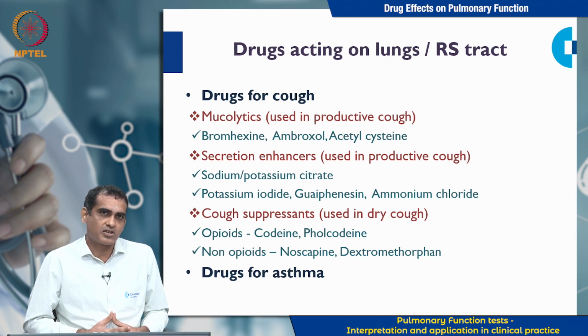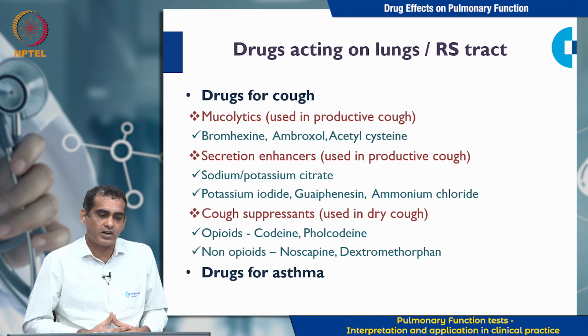We also have drugs called secretion enhancers. We use them in productive cough as well. The drugs are sodium or potassium citrate, potassium iodide, guaifenesin or ammonium chloride. These medications increase the secretion in the respiratory tract, thereby helping the thick sputum to become a little more liquid so that we can easily expectorate it.